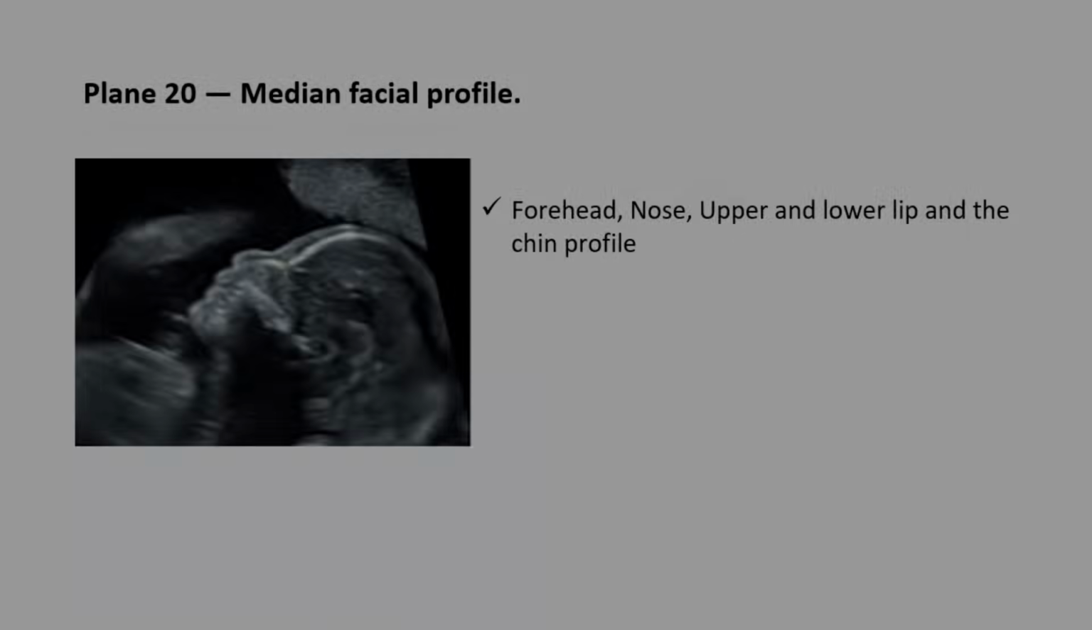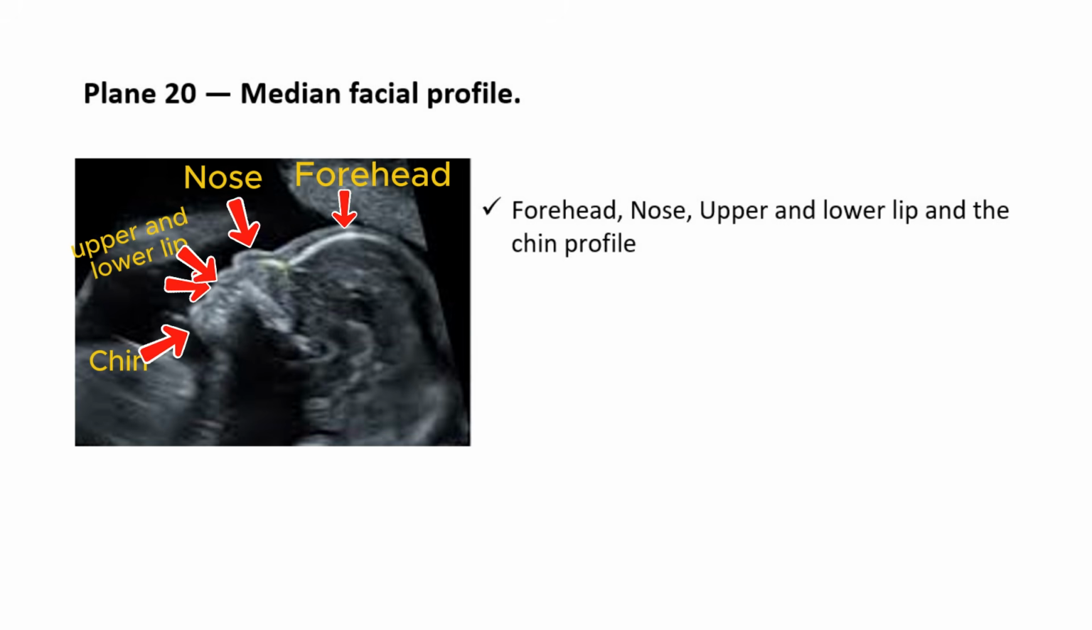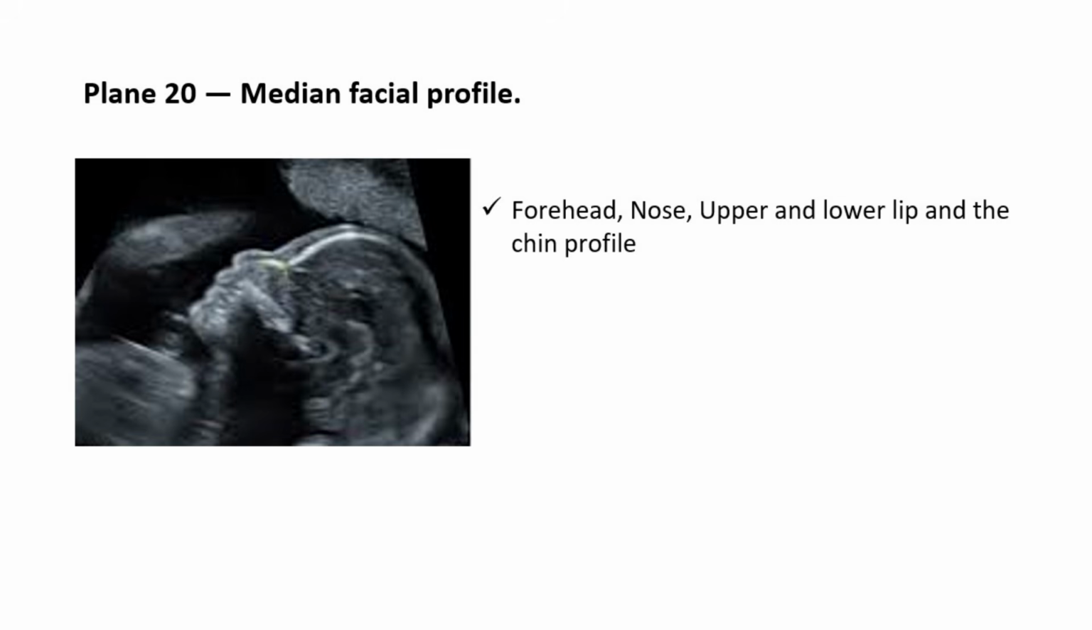Plane 20. The median facial profile. Angle to a true sagittal midline view of the face. Assess the forehead, nose, upper and lower lip, and the chin profile. A severely receding chin suggests micrognathia. An absent nose with a soft tissue protrusion suggests proboscis.